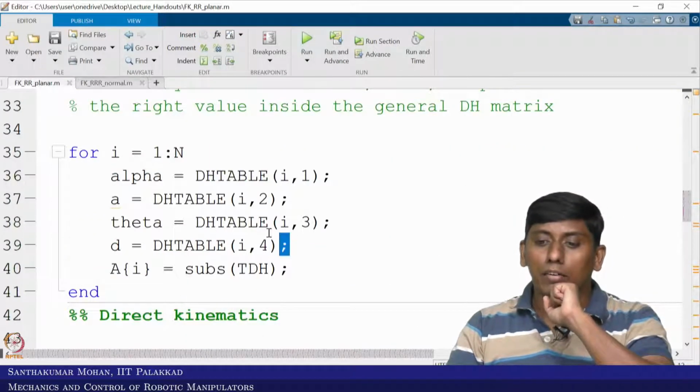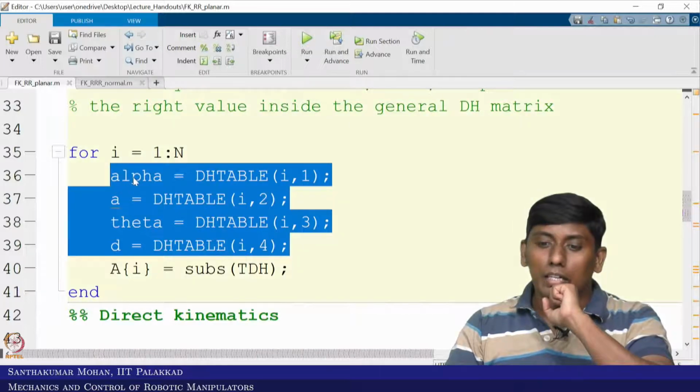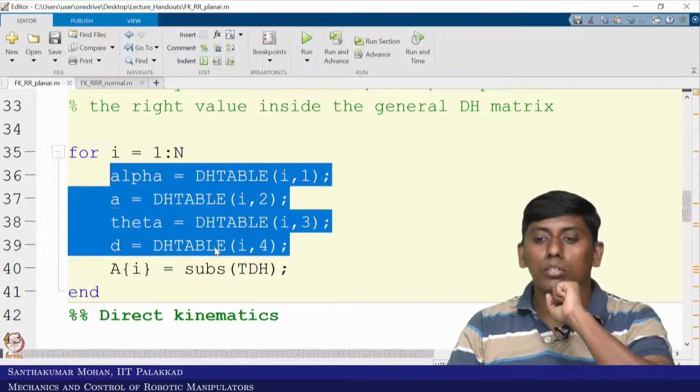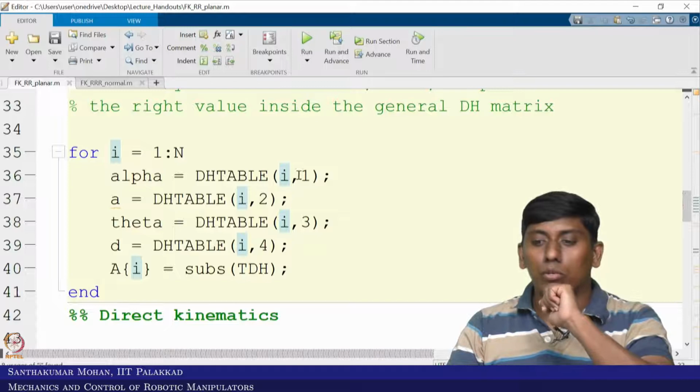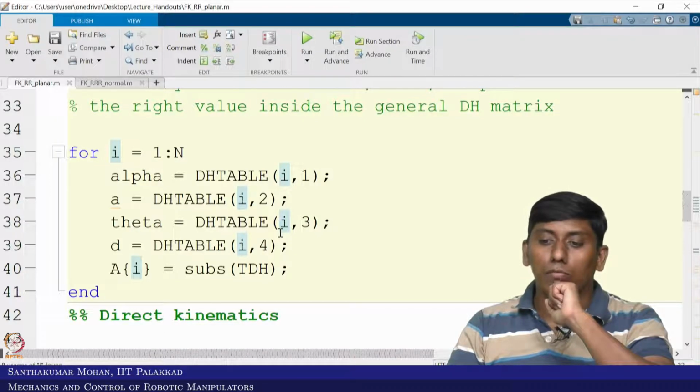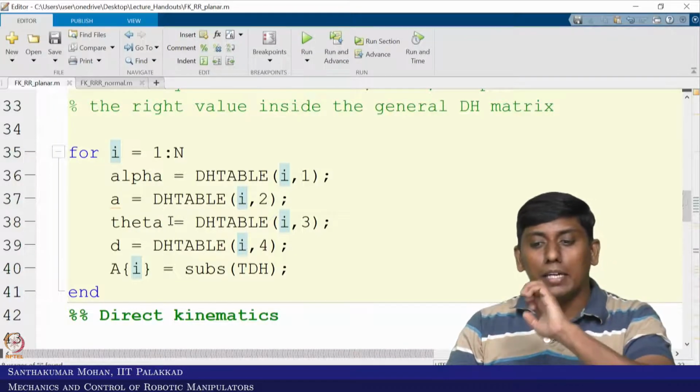Initially we equate alpha, a, theta and D corresponding to the rows. So the corresponding row, in this case the first row, with first column, second column, third column and fourth column, would denote alpha, a, theta and D.